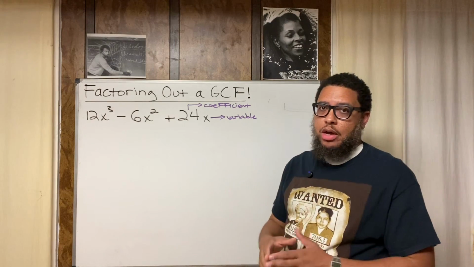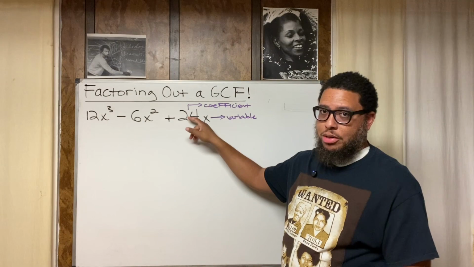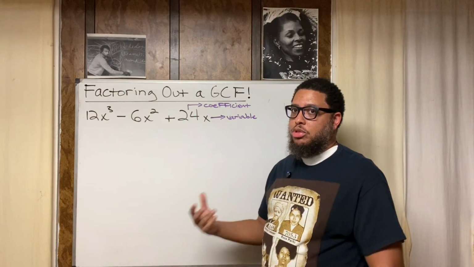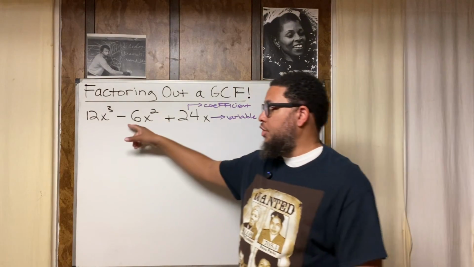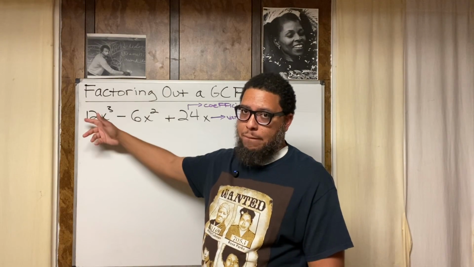We want to first look at what your coefficients are. Now, what's the coefficient? The coefficient, of course, is the big number, right? That's adjacent to the variable. It tells you how many of those variable terms you have. So the coefficient in this term is 24. The coefficient in this term is -6. The coefficient in this term is +12, right?